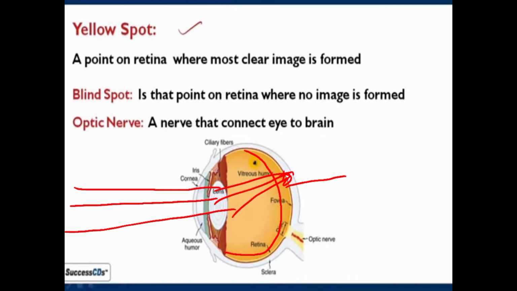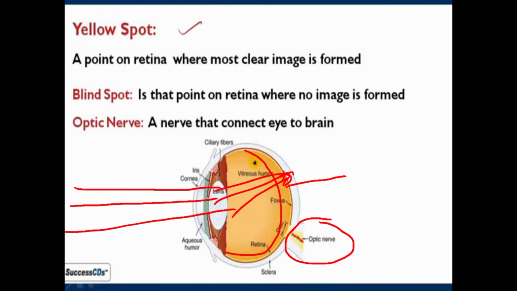Then comes the blind spot. Blind spot is that point on the retina where no image is formed. As we can see, at this portion no image is formed. So this portion is known as the blind spot. Got it? Optic nerve. Optic nerve is a nerve that connects the eye to the brain.